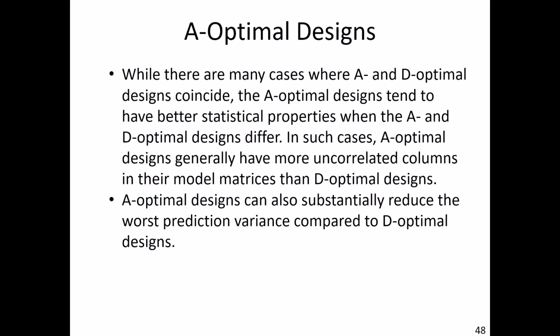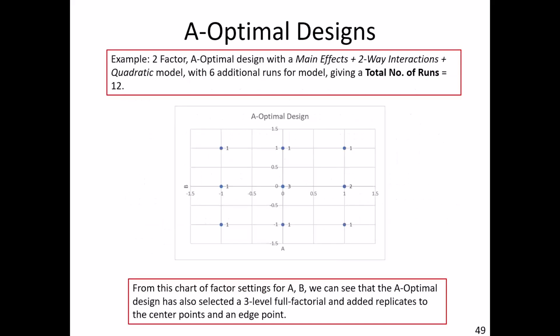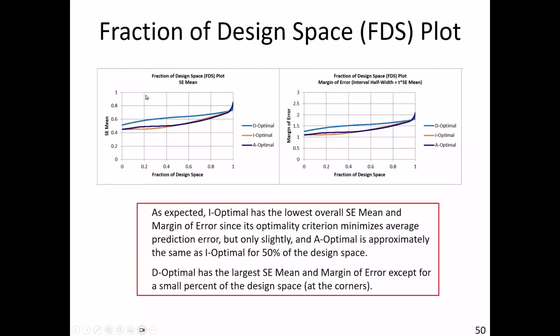So practically, they both give very similar results. Here's what happens with this same settings. So what A-optimal did was put 3 replicates at the center point and then added 1 at the edge, all right? So that produced the A-optimal design. And looking at the fraction of design space plot, you can see that I-optimal and A-optimal are actually very, very similar, but the D-optimal has a larger standard error of the mean.